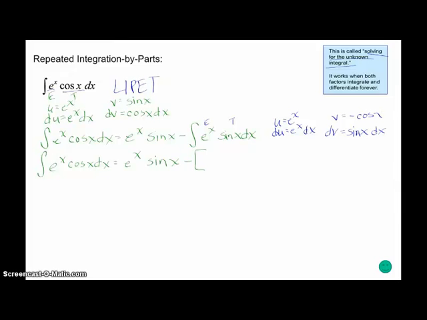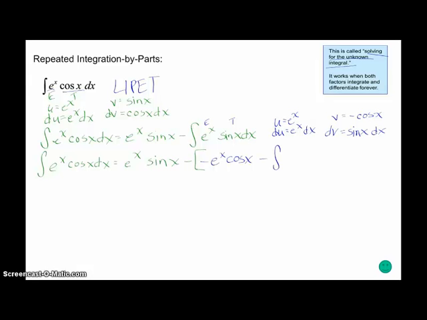That had to be negative cosine. Really watch your signs here. All right, so I have u times v. What I'm going to write right in here, and I'll write it in blue so we can keep up with it, I have negative e to the x times cosine of x. That is u times v.